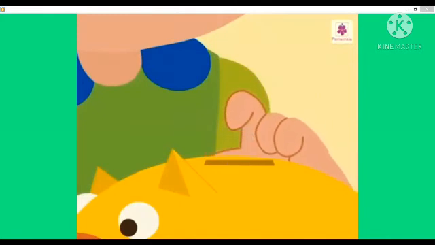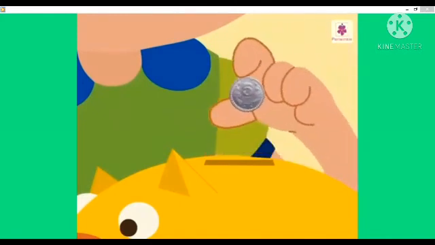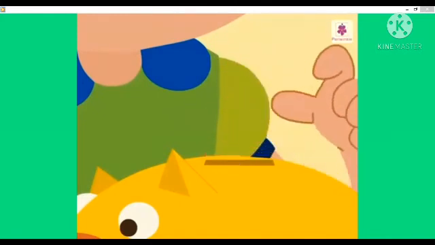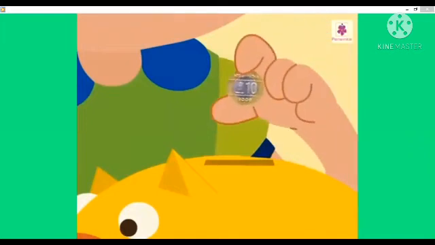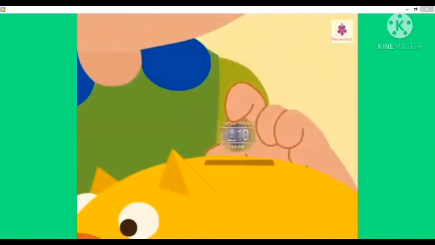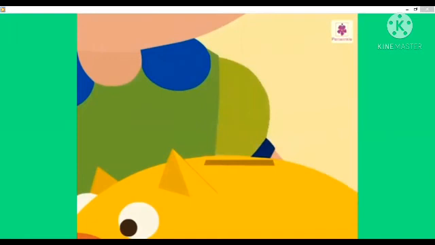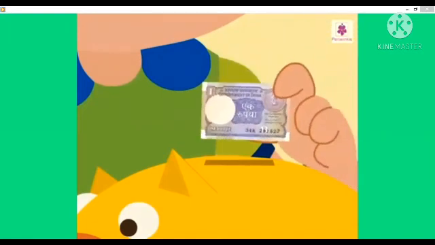2 rupee coin, 5 rupee coin, and 10 rupee coin. Look, she is now putting notes.